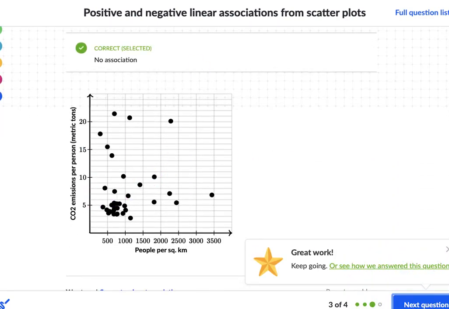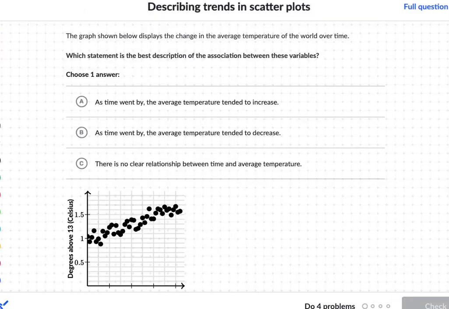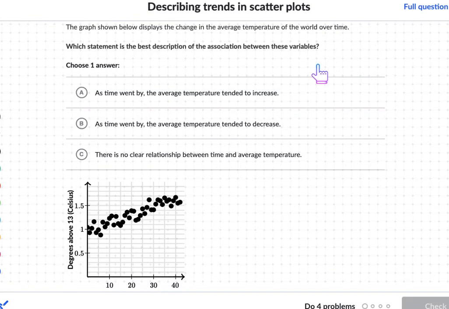Okay? All right, the next type of problem that you're going to be asked to solve are these describing trends. So you have to be careful with your language here. They want to know which statement is the best description of the association between these variables. This is average temperature of the world over time. So I can make myself a little funnel.